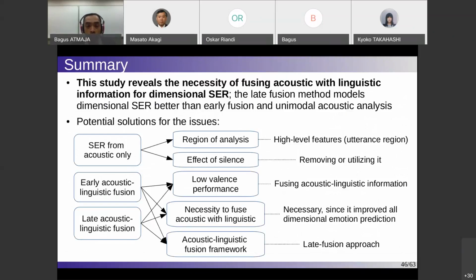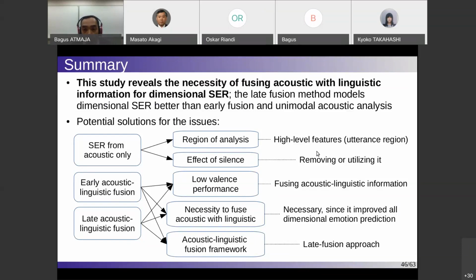So this is the conclusion of my research to answer the research goal. The first is the necessity to fuse. Yes, this study reveals the necessity of fusing acoustic with linguistic information. And we saw that the late fusion model, the fusion of acoustic and linguistic, is better than early fusion and unimodal analysis.